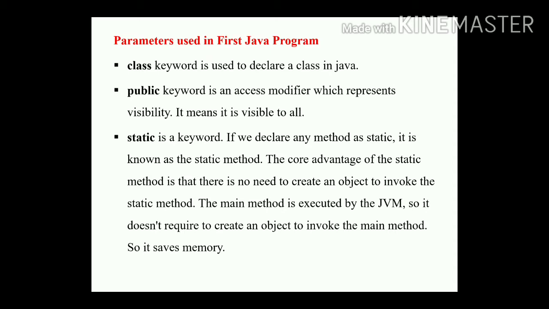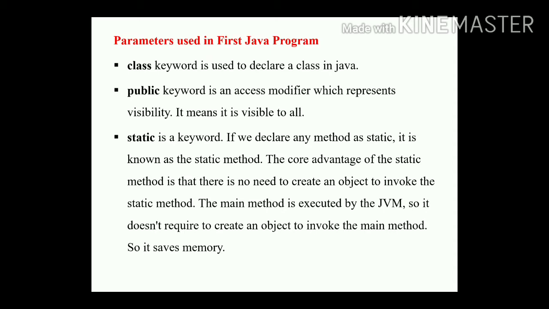Then static. Static is a keyword. If we declare any method as static, it is known as a static method. The main advantage of this is there is no need to create an object to invoke the static method. The method is executed by the JVM. JVM means Java Virtual Machine. It doesn't require any object to invoke the main method. Because of this reason, it saves memory. This is the use of the static keyword.